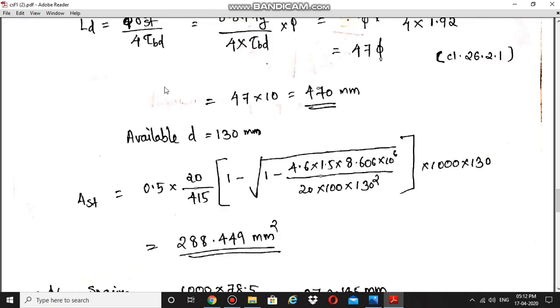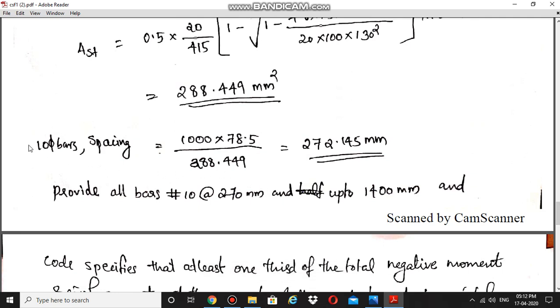So we have the available depth D equal to 130 mm, that is the total depth minus 15 minus 5, half of the dia. So AST is equal to 0.5 into 20 divided by 415. Substituting the value of the negative moment, taking only the magnitude, we will get AST as 288. Using 10 mm bars, the spacing we will get is 272.145 mm. So provide 10 mm bars at 270 mm spacing up to 1400 mm.